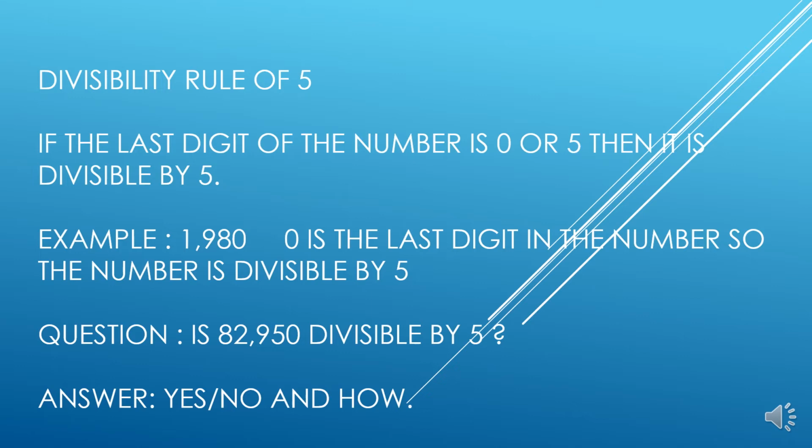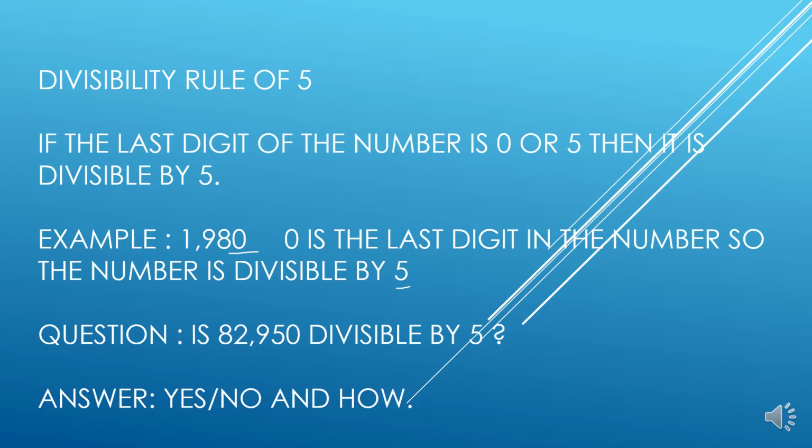Or let's just take 15 fives, 15 into 5. What do we get? 75. And what about 14 into 5? What do we get? 70. So every multiple of 5 has a 0 or a 5 at the end. For example, if you still did not understand, I just took another example. The last digit is 0.